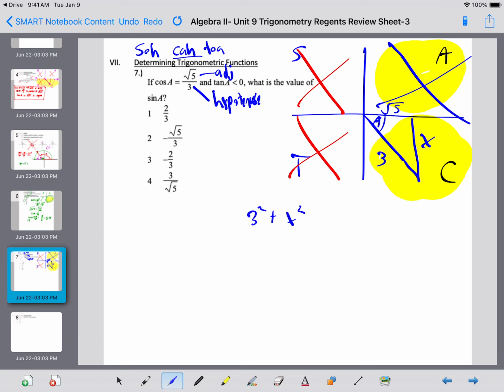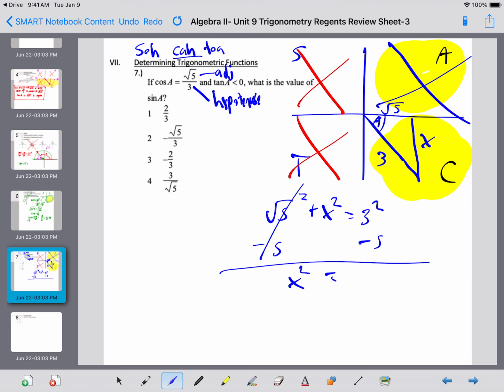Radical 5 squared plus x squared equals 3 squared. Subtract that radical 5 squared, which is just 5. So you have x squared equals 3 squared is 9, 9 minus 5 is 4. Square root of both sides, x equals 2. So now sine is opposite over hypotenuse, so 2 over 3. So sine of A equals 2 over 3.